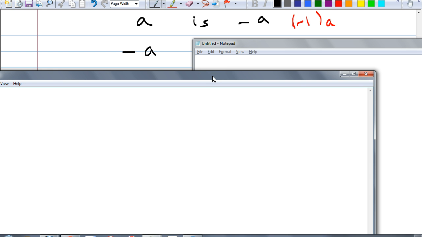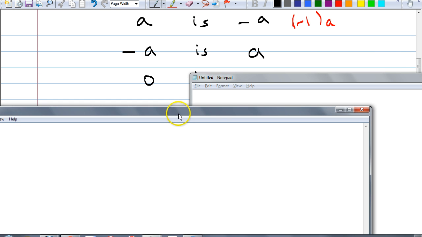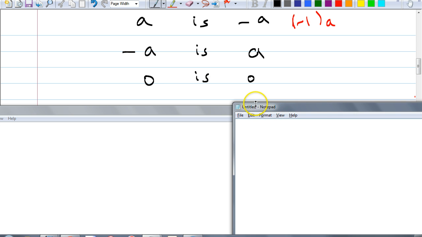Oh, I haven't done this one. What about -a? What class? What is the opposite of -a? A. So basically, -a times -1, right? Negative times negative is positive. What about 0? What's the opposite of 0? 0. Okay, opposite of 0 is 0. Okay, is 0 positive or negative? Neither. It's neither. Very good. All right, let's move on.